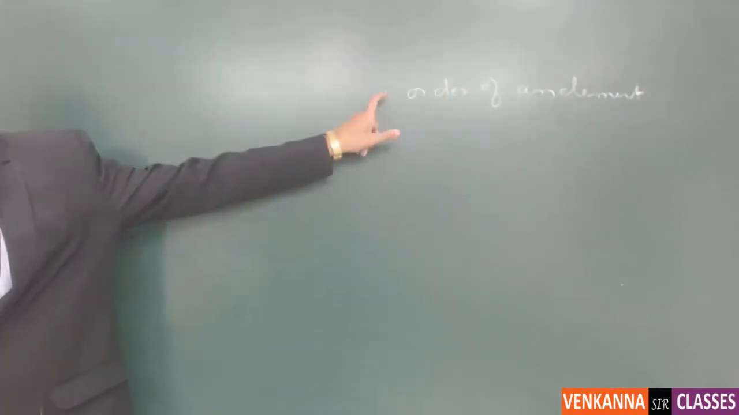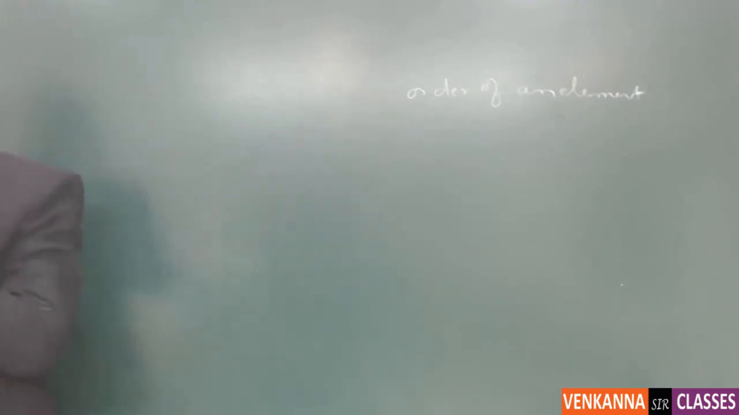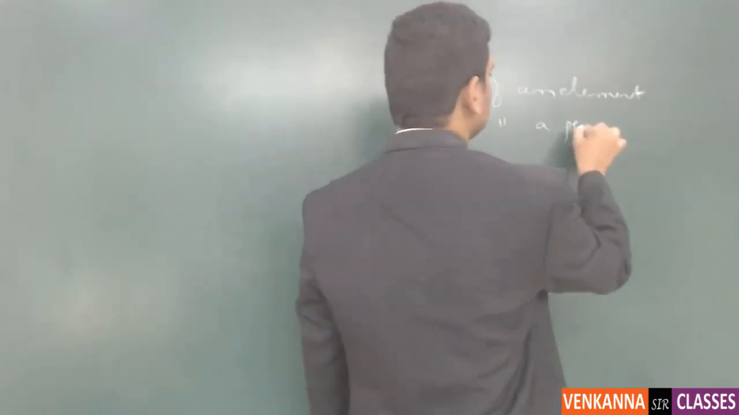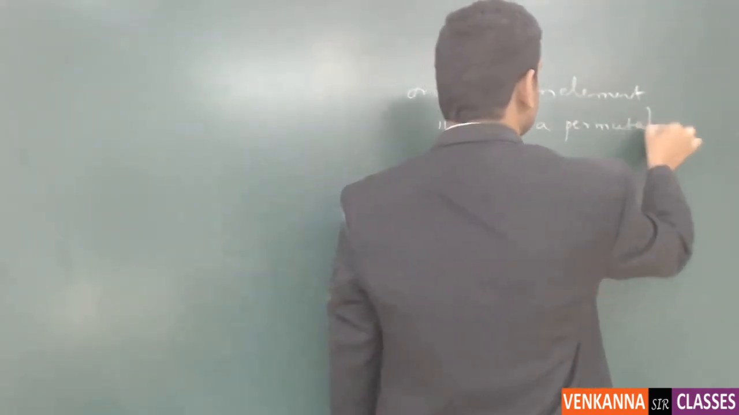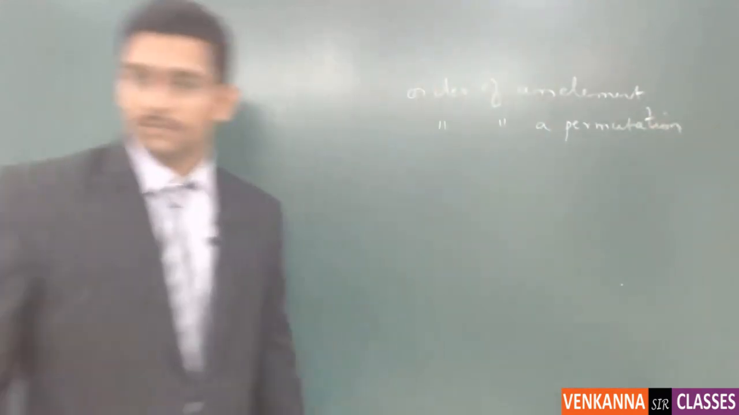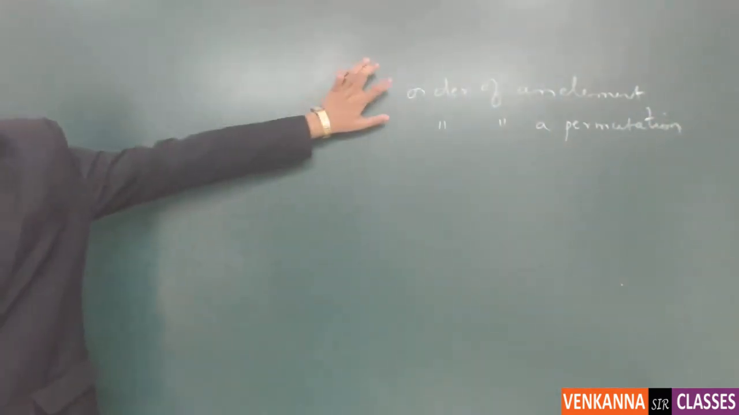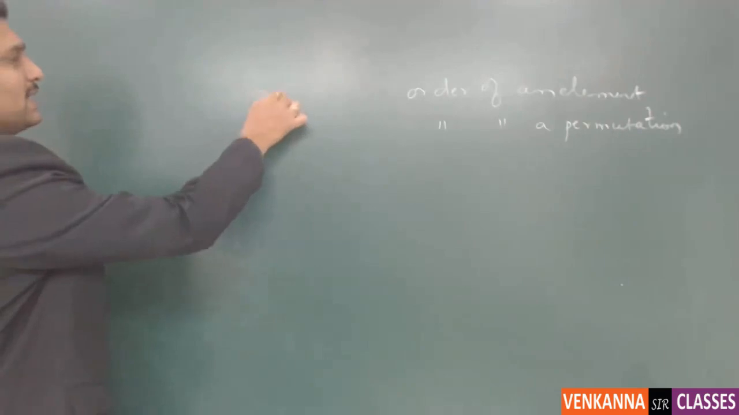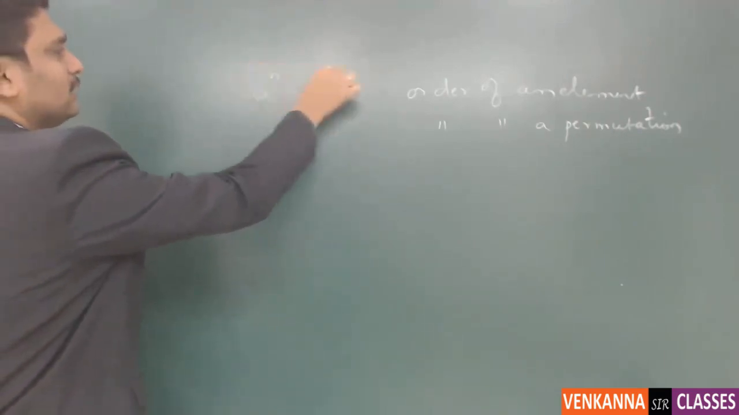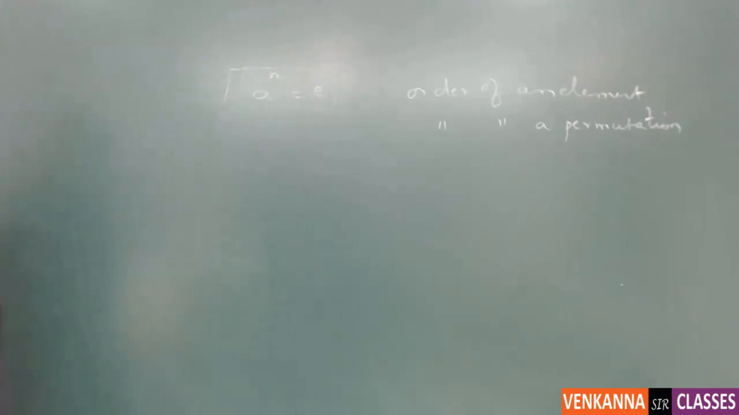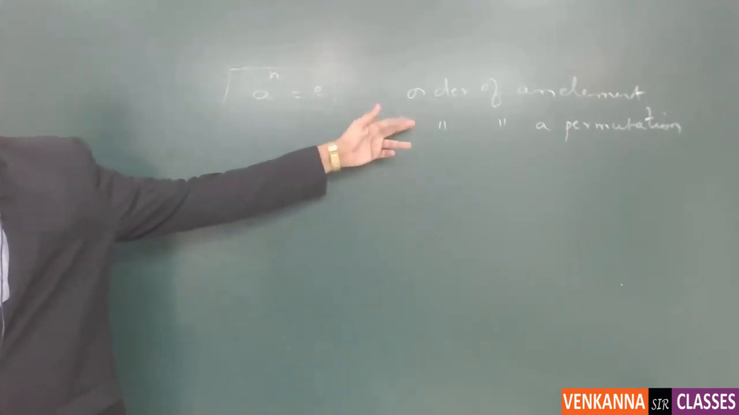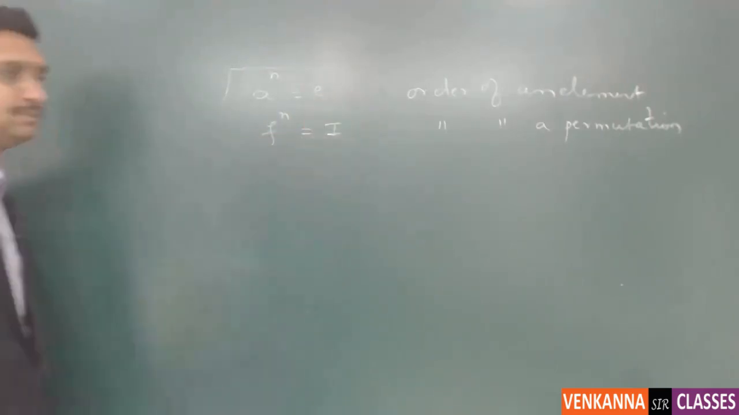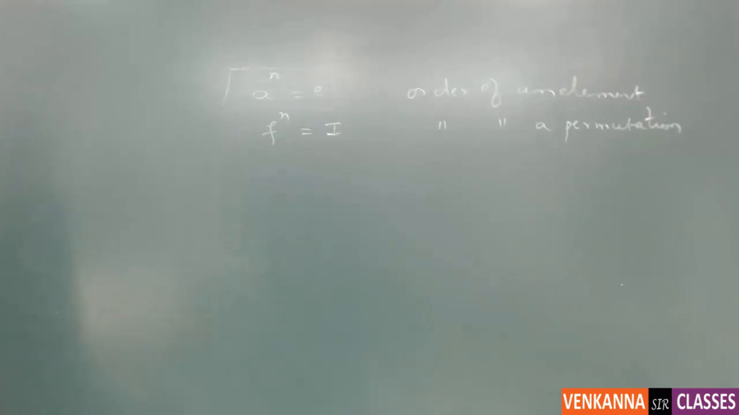So order of an element you have done with groups. The same thing comes with order of a permutation. While dealing with order of an element, you know that while raising the powers of a, you will get identity. So here also, while doing the powers for a function, you should get the identity function I. That we need to discuss.